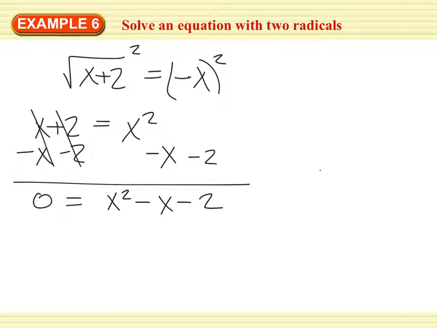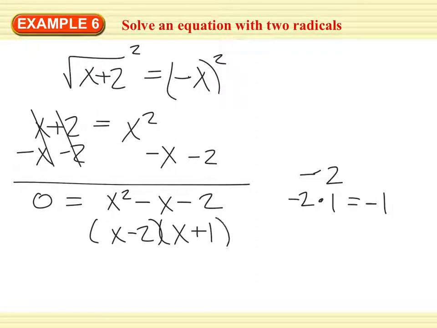Okay, so I need two things that multiply to negative 2 and add to negative 1. Negative 2 times 1 is negative 2, and if I add those, I get negative 1. So x minus 2, x plus 1, x equals 2, x equals negative 1. But oh no, wait, you're not done. We still need to check our solutions, because when we square both sides of things and we have to FOIL, we can get extra solutions.